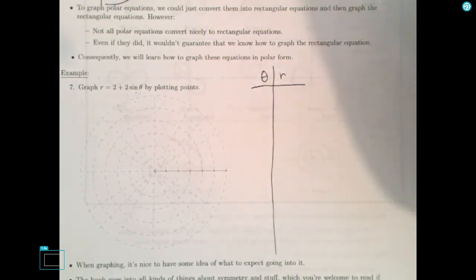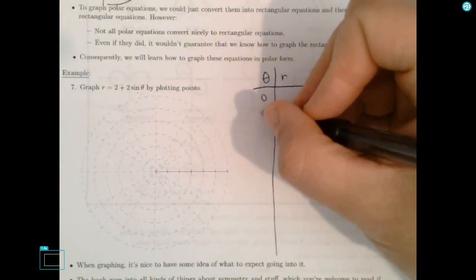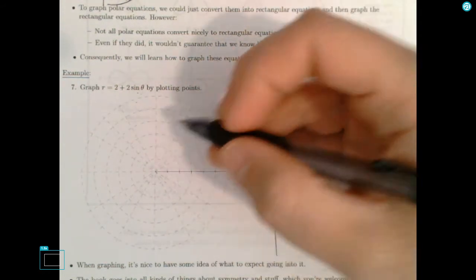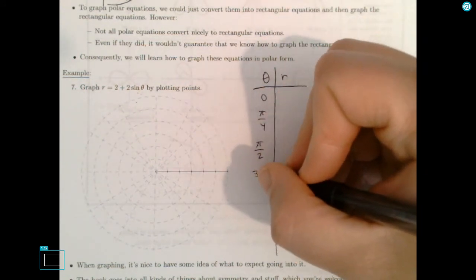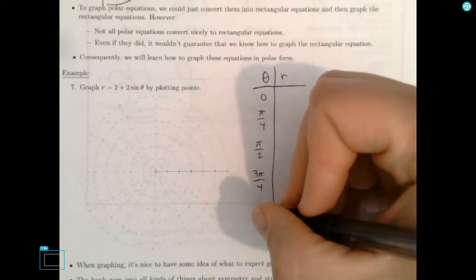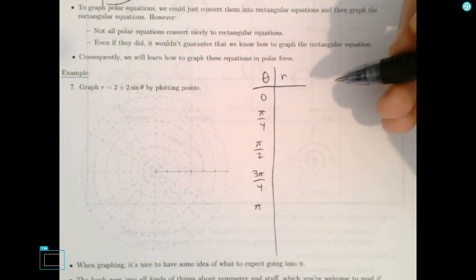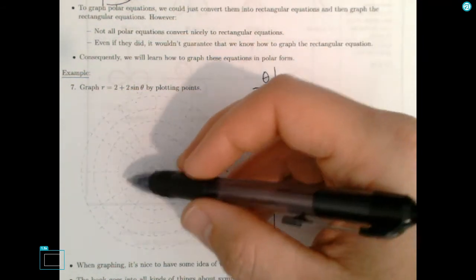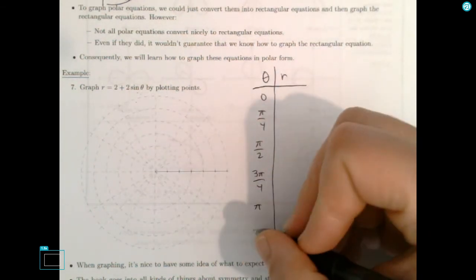Here's what I'm going to do. I'm going to plug in for sure 0. I'll do pi over 4, pi over 2, 3 pi over 4, and pi. That gets me halfway around. Then, what did I say? So pi, so that's 4, so 5 pi over 4.